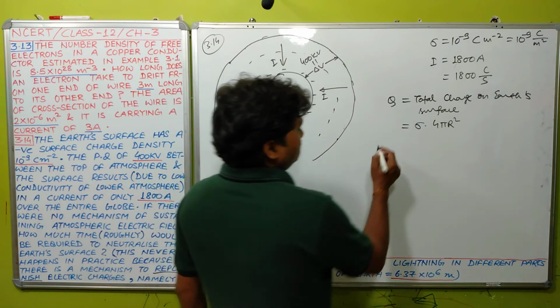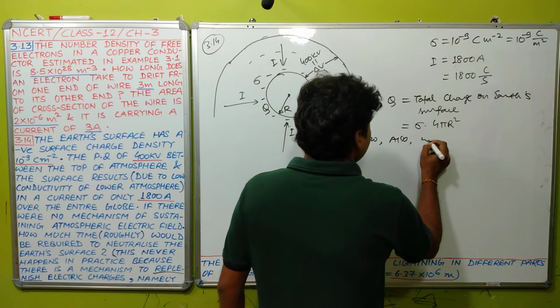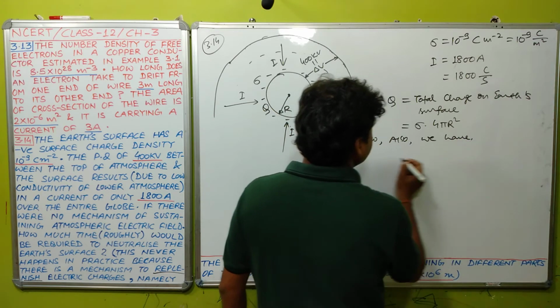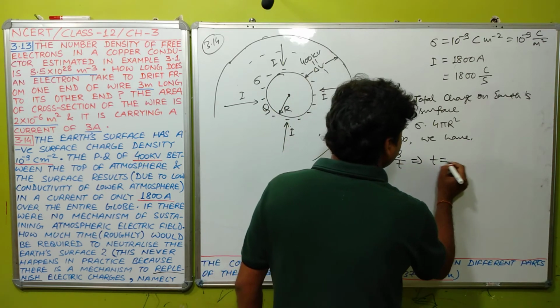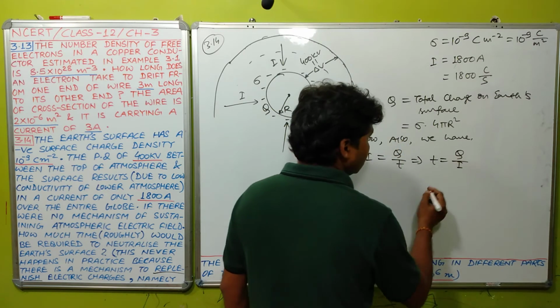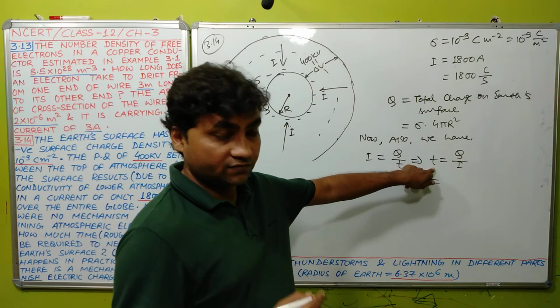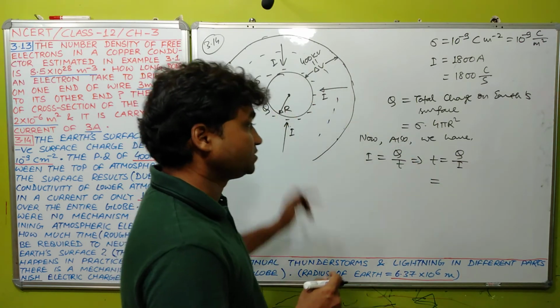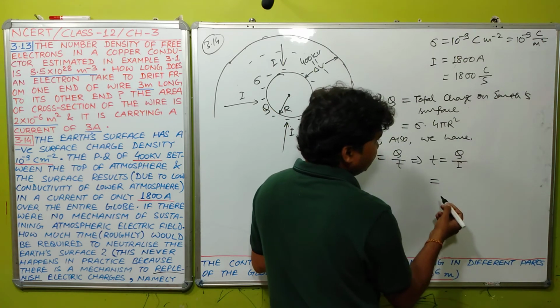Now we also have a relation I equals Q by T. From here you can write T equals Q by I. Student, now you can find the time taken. T is the time taken that we have to calculate, the time taken to neutralize. So charge we know, current we know, time you can calculate.